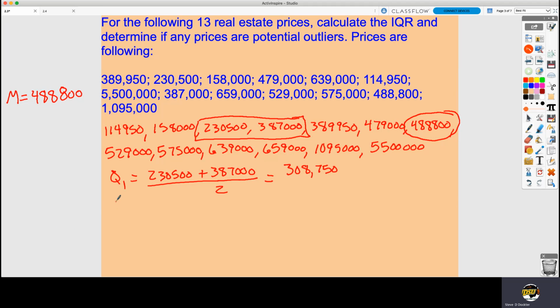And then we also need to find the third quartile. All right, so we've got 6 numbers above our median, so we're going to have 2 middle numbers again here, and we have to do the same concept. So 639,000 plus 659,000, and divide that by 2. So we end up with 649,000.